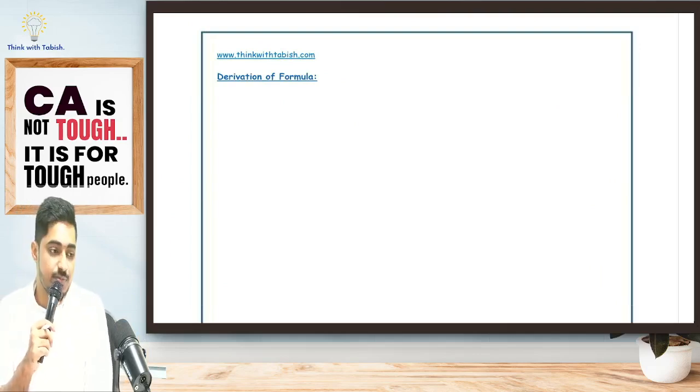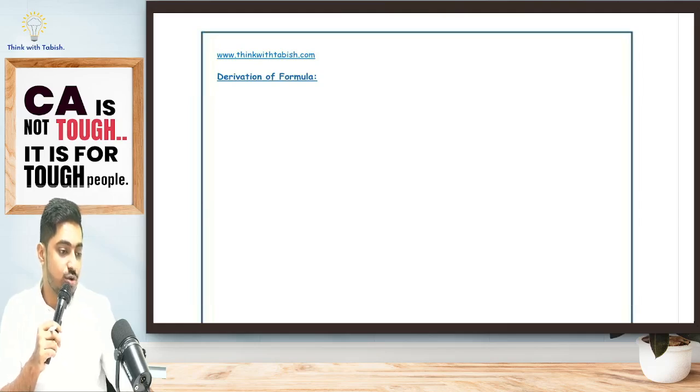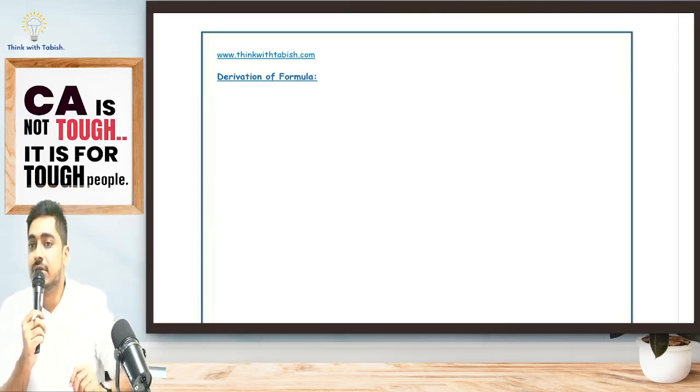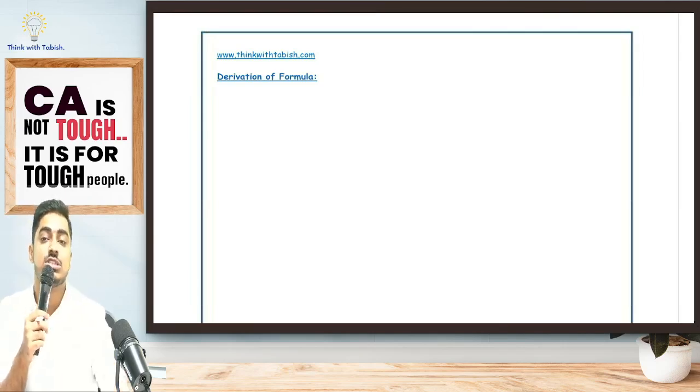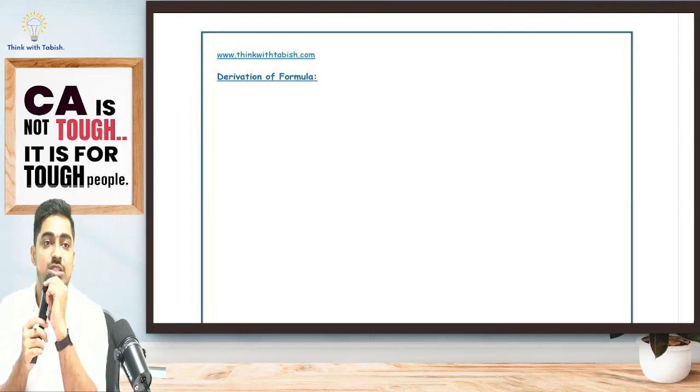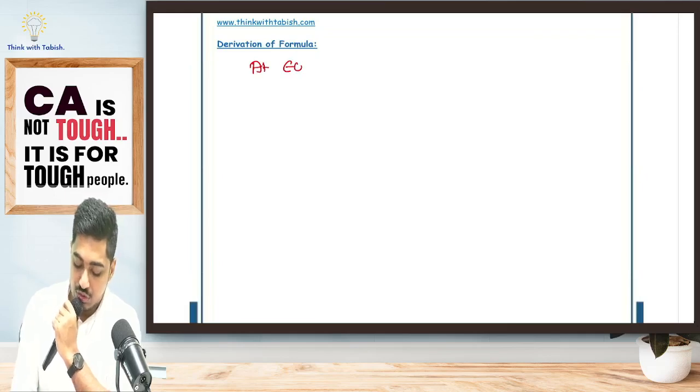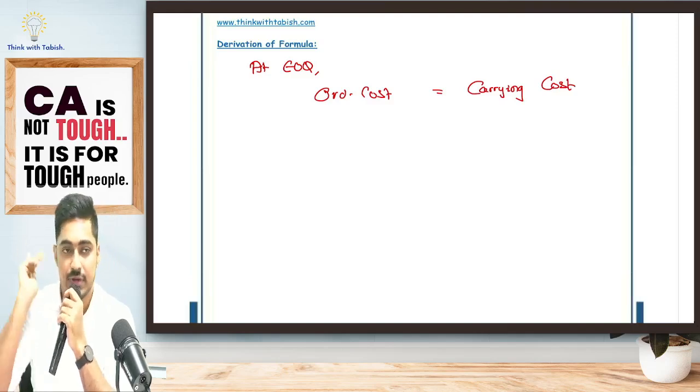What is EOQ? EOQ is a point at which total of the cost is minimum. If discount is not there, purchase cost is gone. Only ordering and carrying is relevant. Ordering cost downward sloping, carrying cost upward sloping, where my total of the cost is minimum, at the point at which both will meet. Yes or no, everyone? So look at this. I will tell that, okay, boss, at EOQ, ordering cost is equal to carrying cost. Yes or no, everyone? Perfect.